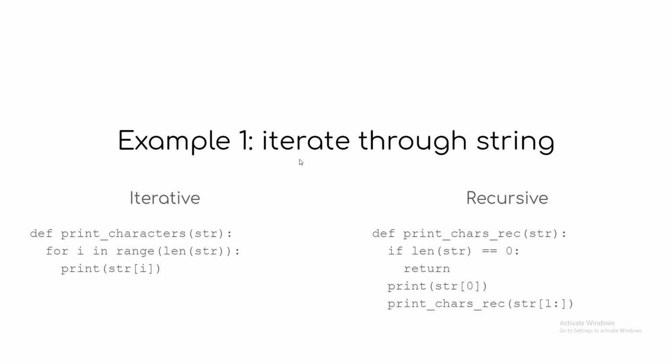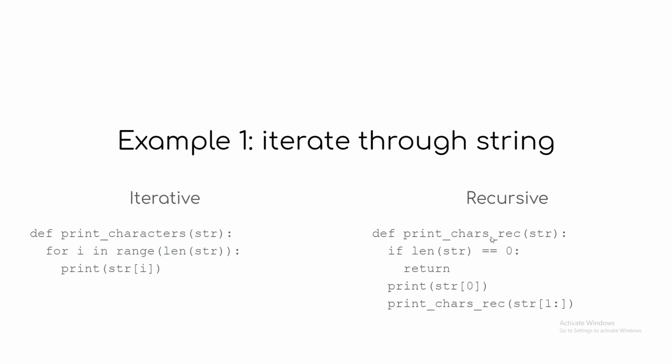So those are the elements of recursion. Let's look through some examples. Let's iterate through a string. Let's say that you have a string. The iterative approach to this: for i in range from 0 to the length of the string, print the ith character of the string. So if you have whatever string, this would print the characters one by one, each on a new line. That's fine. That's the iterative approach.